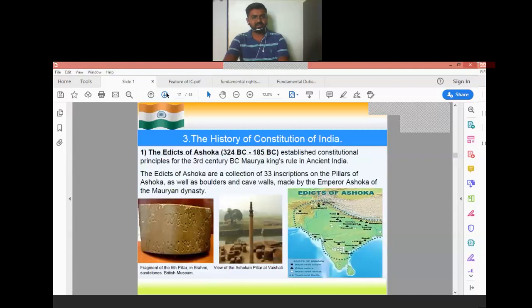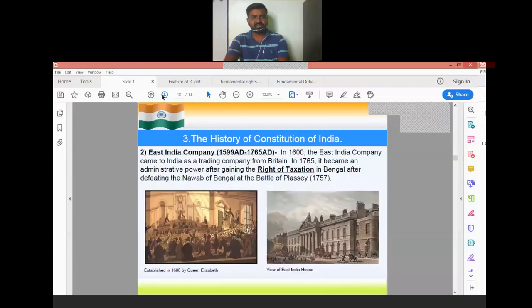Now, look at the slide, in which we can see Ashoka, the things I already discussed. These are our history. Then, again, the East India Company. The East India Company came to India for trade only. Why? Because India is popular for spices and garments, like cloth.